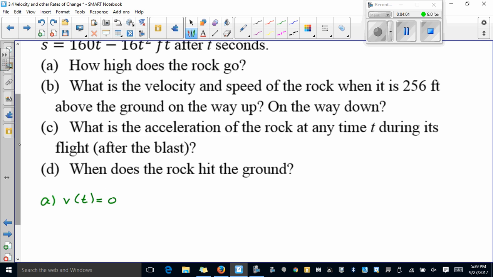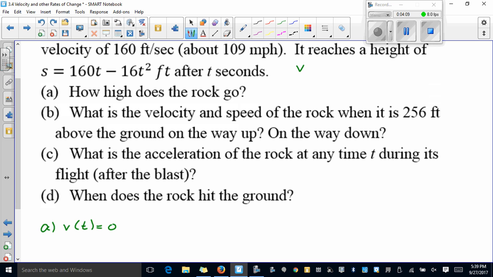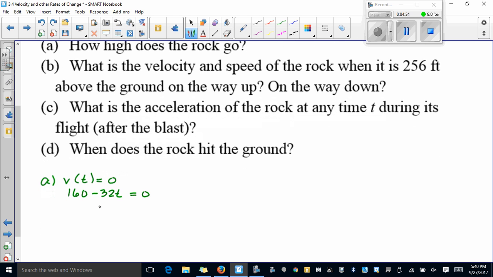Let's go ahead and do our derivative up here because we'll need it a few times. So v of t is equal to 160 minus 32t. For this first problem, I just wanted to take my velocity function, 160 minus 32t, and set it equal to 0. Now this is just going to give me how long it took to get up there. So I need to solve for t, so I get 160 equals 32t. All I did was add 32t to both sides. Now divide by 32, and we get t equals 5. So that's how long it took to get up there, 5 seconds.